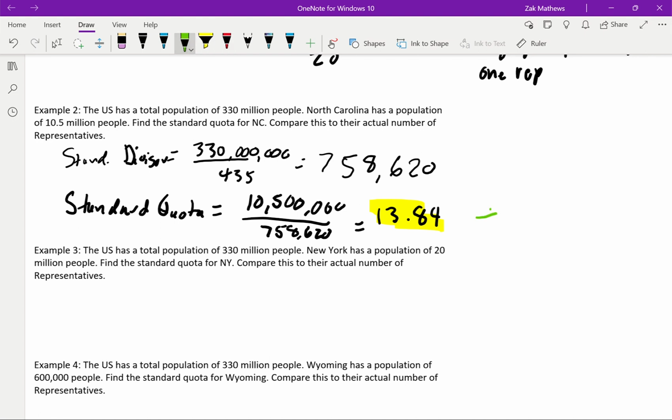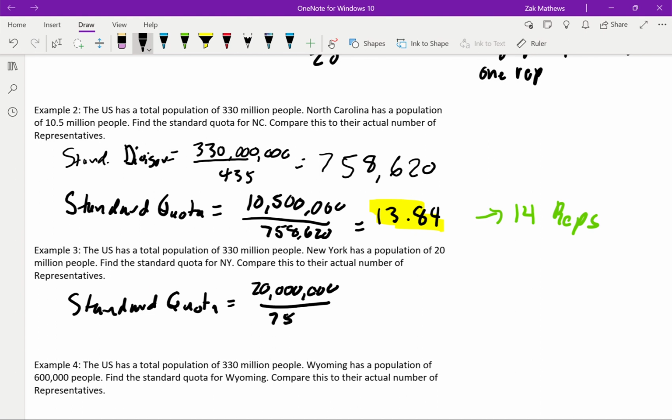Just to let you all know, North Carolina does have a total of 14 representatives. So that one kind of makes sense. Let's keep that in the back of our minds as we go forward. We already know the standard divisor. That's going to stay the same. The U.S. population is the same throughout the entire country. Same number of representatives, 435. But our standard quota for New York is going to be different. New York has a population of 20 million. So I'm going to take 20 million and divide it by 758,620. And they get 26.36.